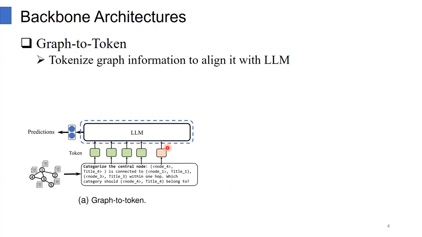All right, so for the LLM-based models' backbone, one of the common ways is to convert graphs to tokens, the so-called graph-to-token method. They tokenize graph information to align it with the LLM. For example, in this example they describe the graph structure: node 4 is connected to node 1 and node 3. By describing the graph structure, we can convert a graph to a sequence of tokens, and this sequence of tokens can be input to the LLM.